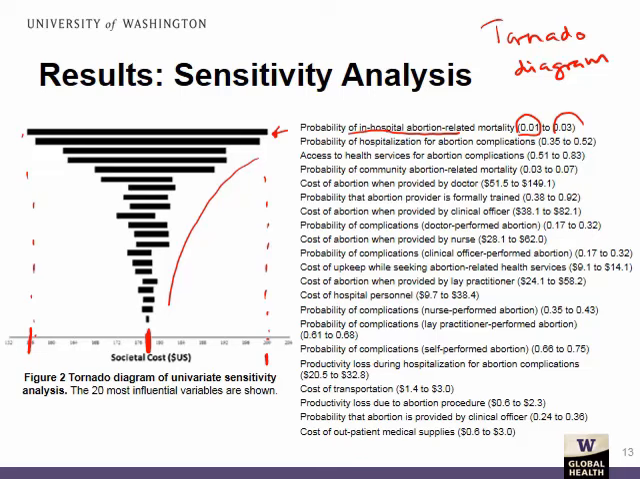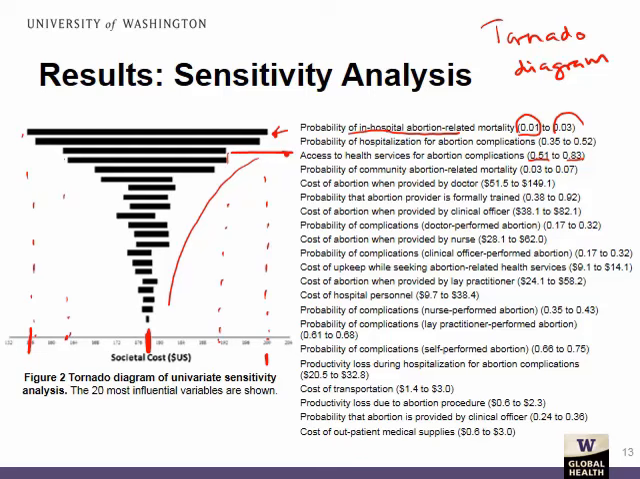In the literature, you'll find many one-way sensitivity analyses presented as tornado diagrams. If you find a tornado diagram, this is how to interpret it. Each bar represents a single parameter. For example, the third bar here is access to health services for abortion complications. At 50% access, the costs would be about $163. And if you increased access to 83%, which was the plausible range, the cost of abortion would be about $190. So that's how you interpret a tornado diagram.